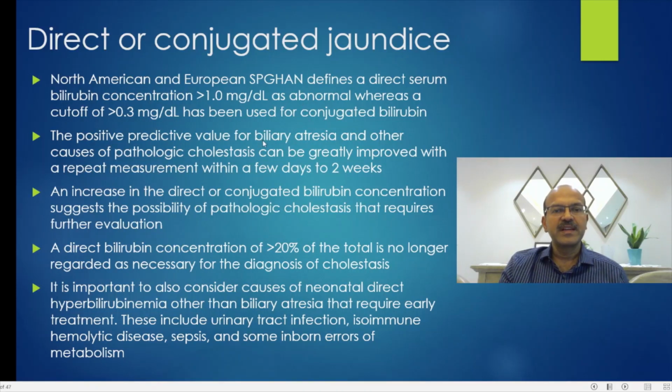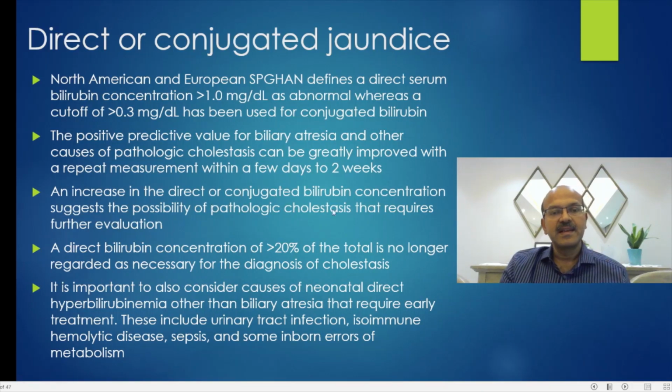The positive predictive value for biliary atresia and other causes of pathologic cholestasis can be greatly improved if you just repeat the measurement. Suppose your measurement is above 1, you don't necessarily need to jump to investigating as a conjugated jaundice. You follow up the measurement after 1 to 2 weeks, and if it is rising, it would be more worrying. If it is coming down, you can reassure.